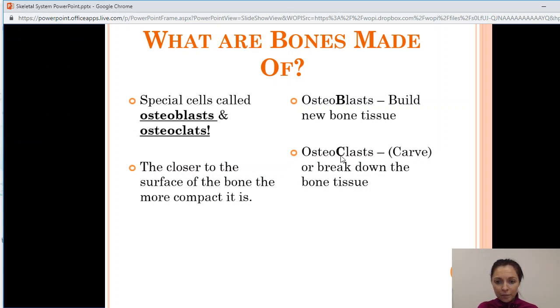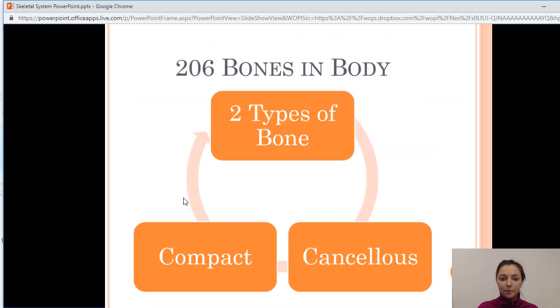Osteoclasts, if you can see here, I've put C for clasts, C for carve, because that's what breaks down the bone tissue. Okay, we like osteoblasts. We don't really like osteoclasts so much. Someone who is just growing, as I said, will have a lot of osteoblasts floating around their body. And then just over here, the closer to the surface of the bone, the more compact it is. So we'll go through that again in just a second.